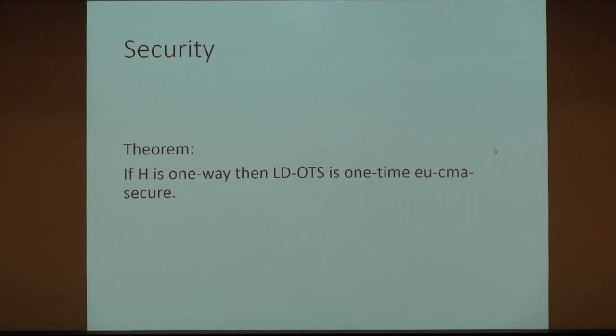And now what I want to prove is that if the hash function that we use in Lamport-Diffie is one-way, then the signature scheme is one-time existentially unforgeable under chosen message attacks. So we've got a reduction where we get such a one-way challenge pair. We get the description of a hash function and an image under this hash function, and we are asked to find a pre-image for this value.